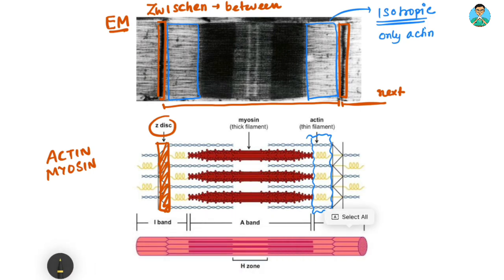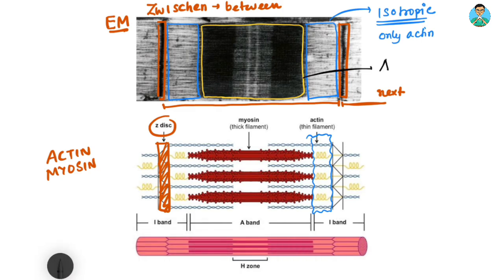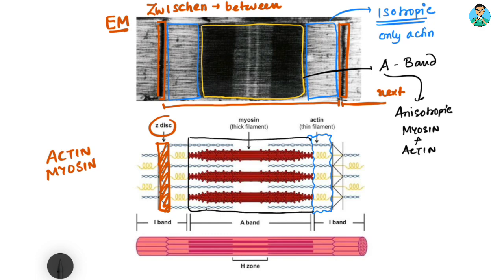After that, we have a darker region. This is the darker region after the I zone. This darker region is known as anisotropic zone or A band. A stands for anisotropic. Why anisotropic? Because it has both myosin as well as actin. That means two different types of fibers. So anisotropic. Over here you can see the anisotropic region. This is the anisotropic region.